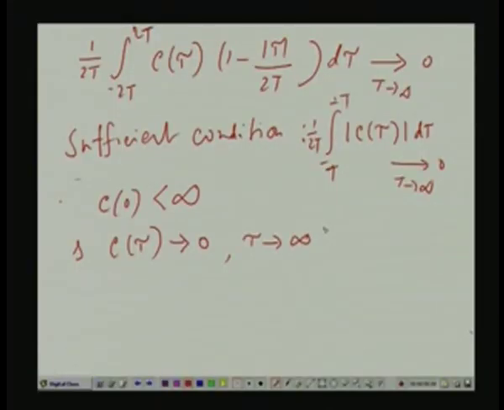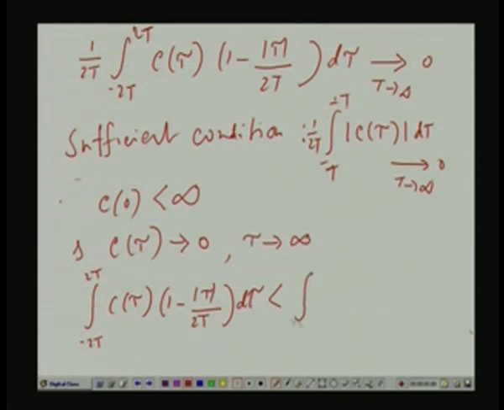In that case, this is also then a sufficient condition. Now, how to prove that? We have already seen this integral d tau, this we have seen is less than this.